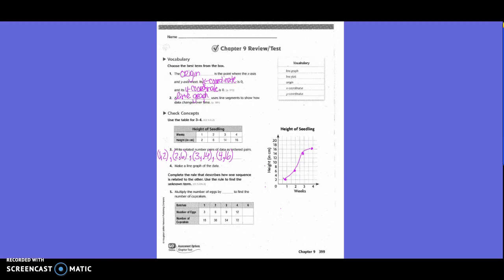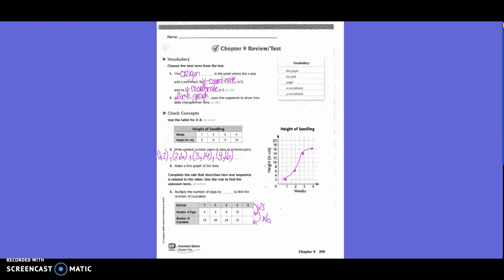Complete the rule that describes how one sequence is related to the other. Use the rule to find the unknown term. So, how did they get from the number of batches to the number of eggs? Times 3. And that works because you can do it in all of the areas, right? And then how did they get from number of eggs to the number of cupcakes? Times 6, because that works with all of the rest, right?